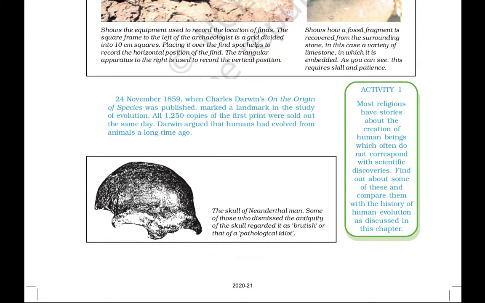On 24 November 1859, Charles Darwin's On the Origin of Species was published, marking a landmark in the study of evolution. All 1250 copies of the first print were sold out the same day. Darwin argued that humans had evolved from animals a long time ago.